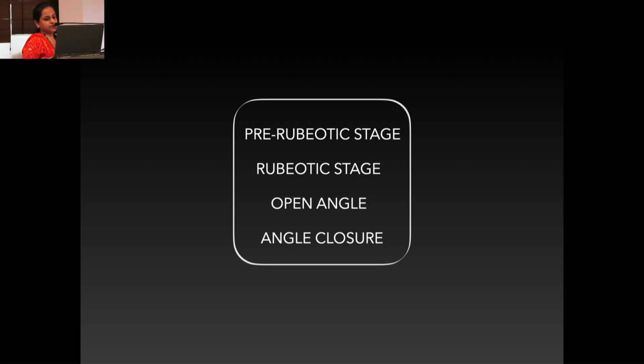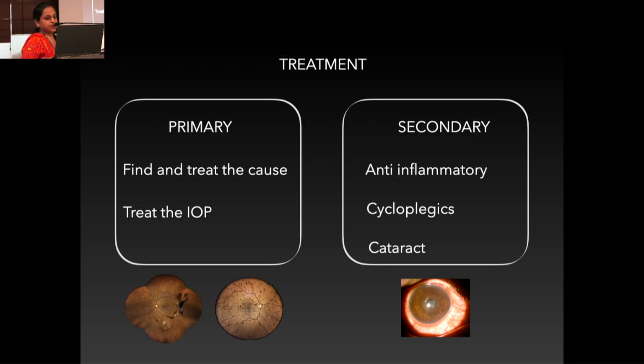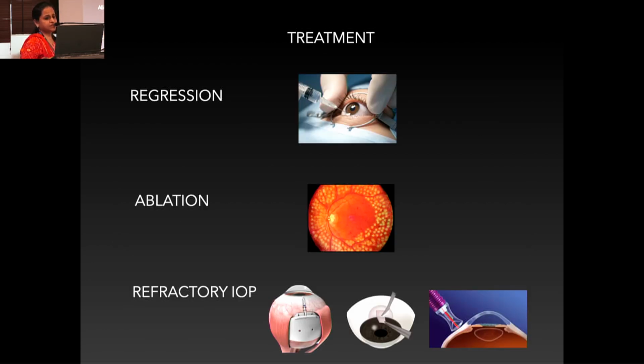For the treatment, we have to do a primary treatment and a secondary treatment. Primary is to find and treat the cause and treat the IOP. Secondary, never forget about anti-inflammatories. Steroids need to be given, cycloplegics need to be given because the patient will have pain, and any cataract also needs to be addressed. So treatment basically involves regression, ablation and treatment of the refractory IOP. Regression is mainly anti-VEGF. We have lots of anti-VEGF agents in the market now. Then the second stage is ablation, that is peripheral panretinal photocoagulation.